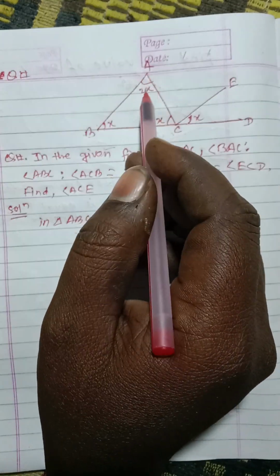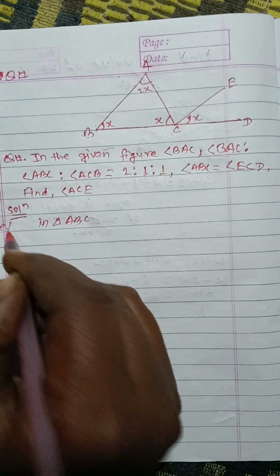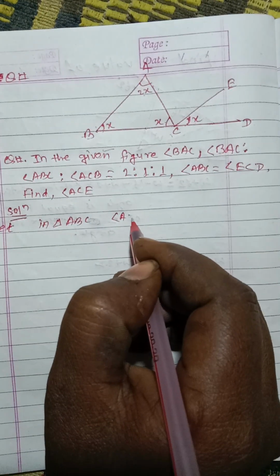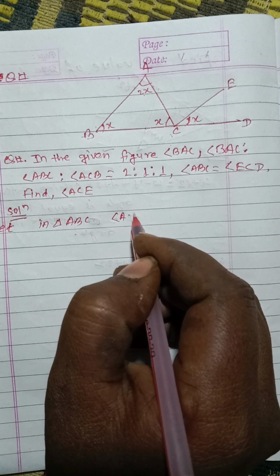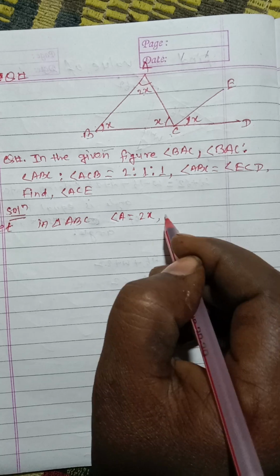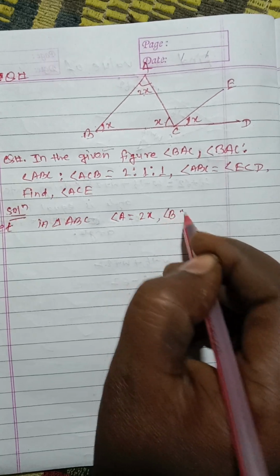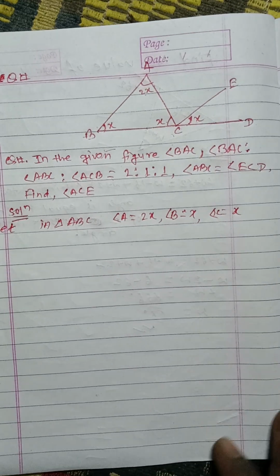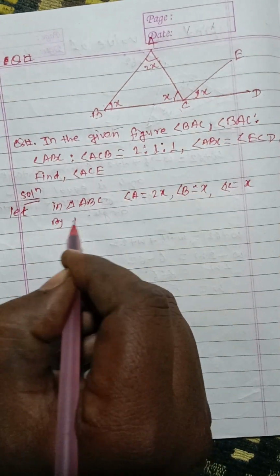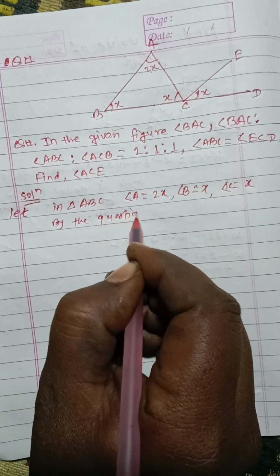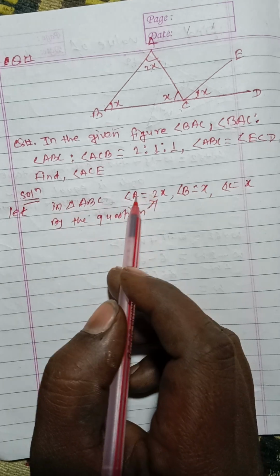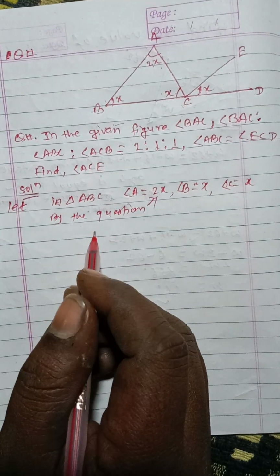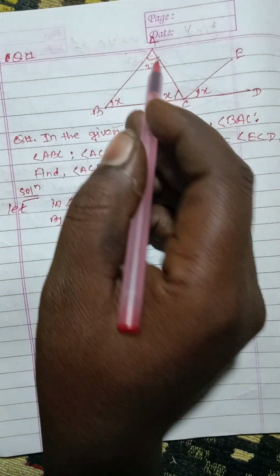In triangle ABC, let angle A equal 2x, angle B equal x, and angle C equal x, by the question. Do we know that the sum of the interior angles of a triangle is 180?